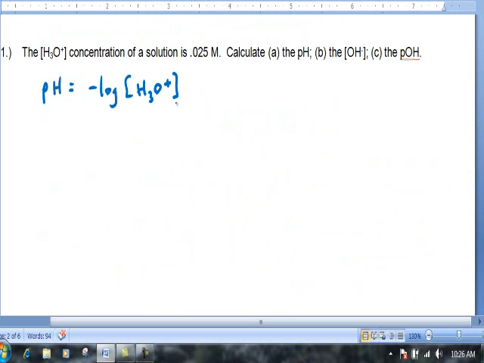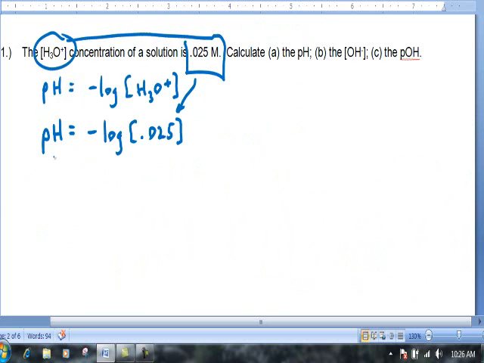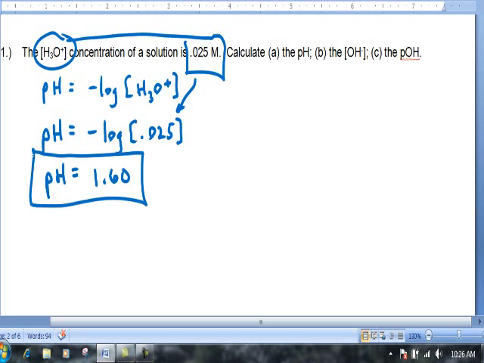In this first example calculation, we're provided that the H3O+ concentration is 0.025 molar. We also know the pH equation, which is pH is the negative log of hydronium concentration. We can insert the 0.025 molar for the hydronium concentration and use this to calculate the pH. And we find the pH of the solution is 1.60.